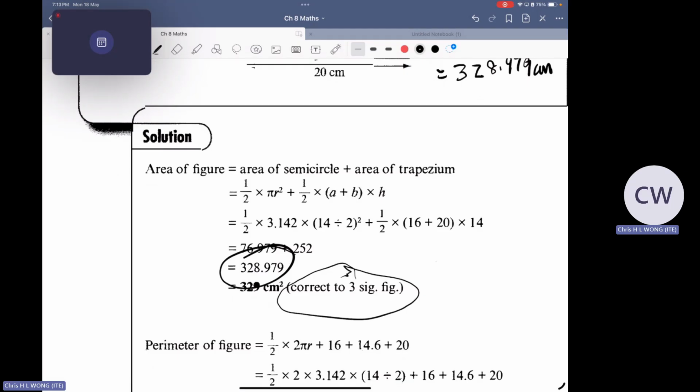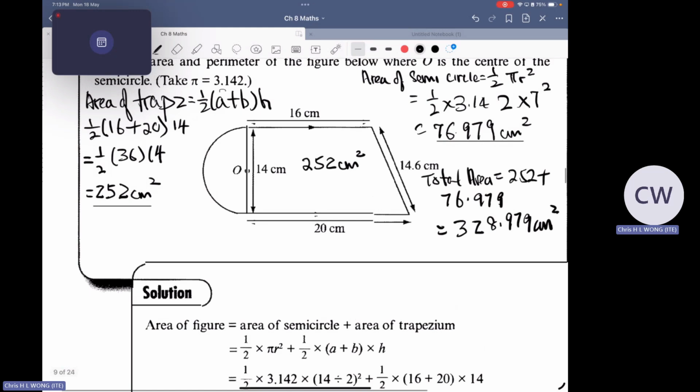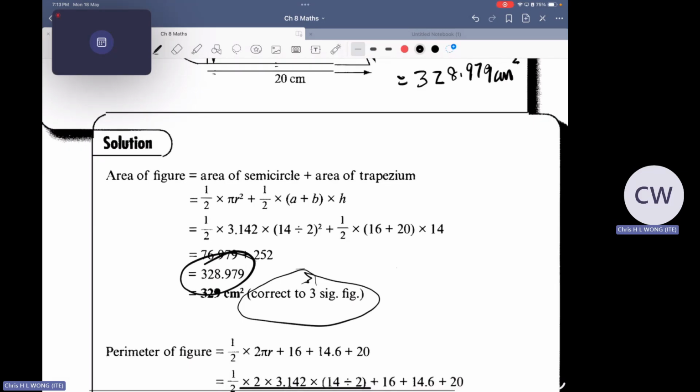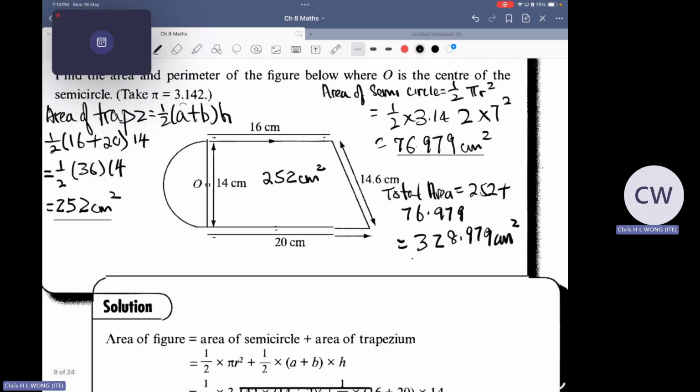In the exam, if they never give you how many places, please don't use any significant figure. If there's a decimal point, use at least 3 decimal places, not 3 significant figures, unless they tell you. If they tell you, then you have to leave it according to what they want. So this is the answer, right?